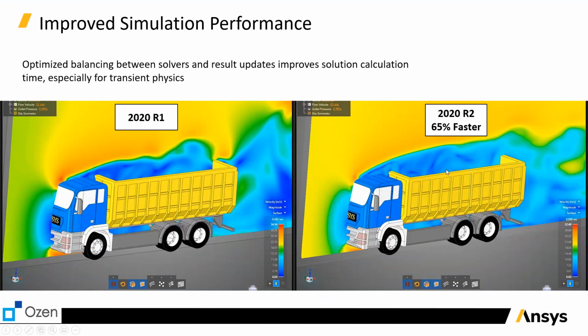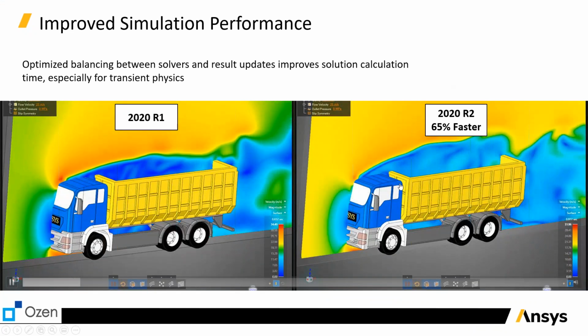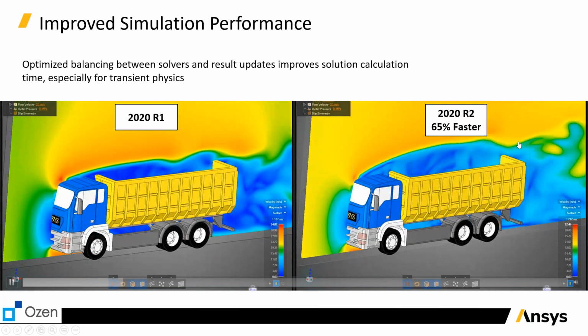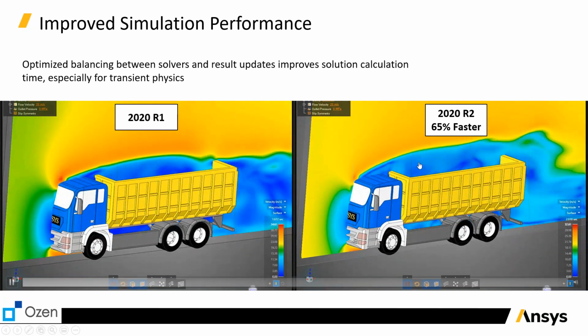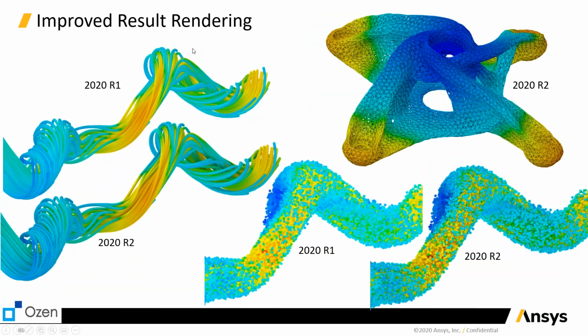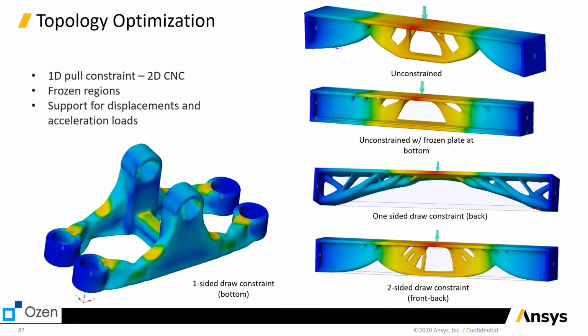For the typical Discovery Live, they made some improvements, so the performance is now better. You can see this is a better, faster solution, as well as a better representation of the real situation. You can also see it here in the improved result rendering. The results look way better, and it also now has topology optimization, which is based on 1D pole constraint, 2D CNC, frozen region, as well as support for displacement and acceleration fluid. And you can see here this is done inside ANSYS Discovery Live. There is now some optimization you can do if you have a design and you want to see how it should look using the optimization.